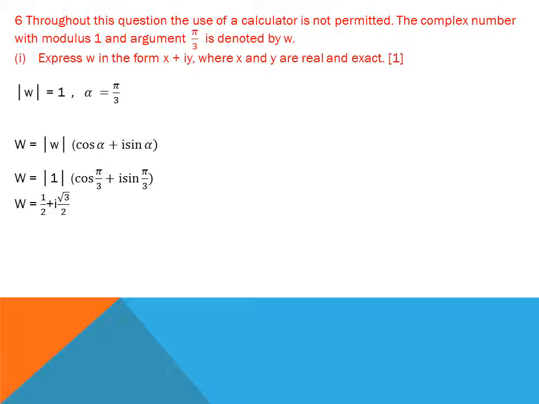It means the modulus of w is equal to 1 and the angle alpha is equal to pi by 3. This is the polar form of the complex number. Polar form is w is equal to modulus of w into (cos alpha plus i sin alpha). I should change this polar form into Cartesian form. I apply the modulus of w is 1 and the angle pi by 3, and hence I find the Cartesian form of w is equal to 1 by 2 plus i root 3 by 2, which is the required form of the complex number.